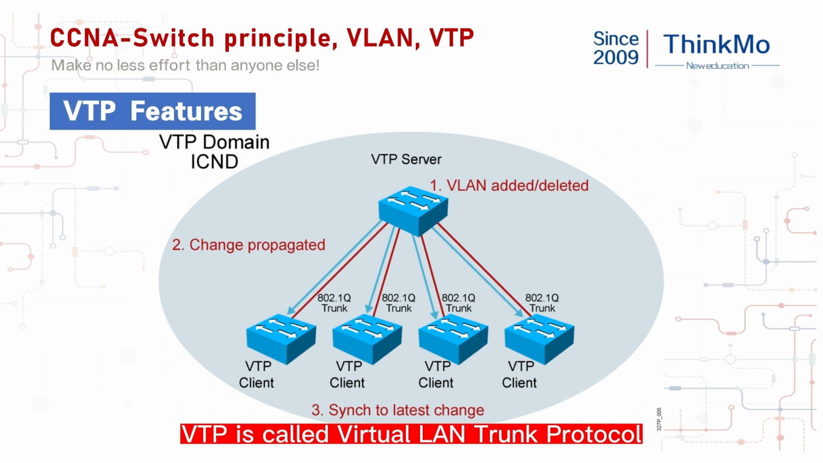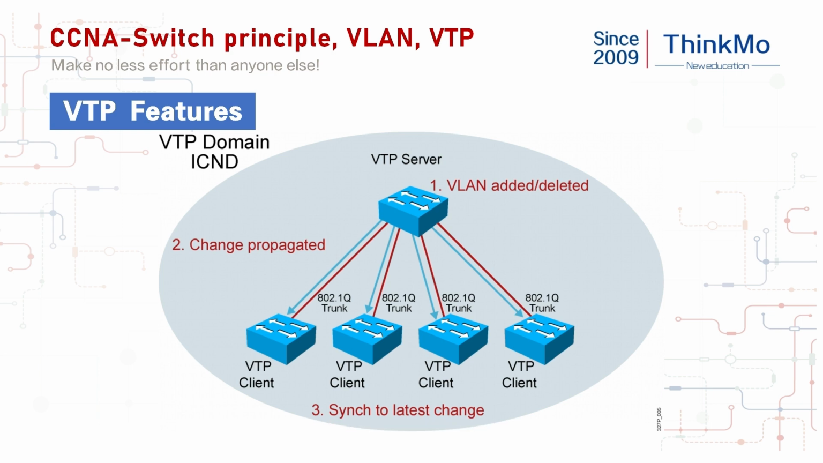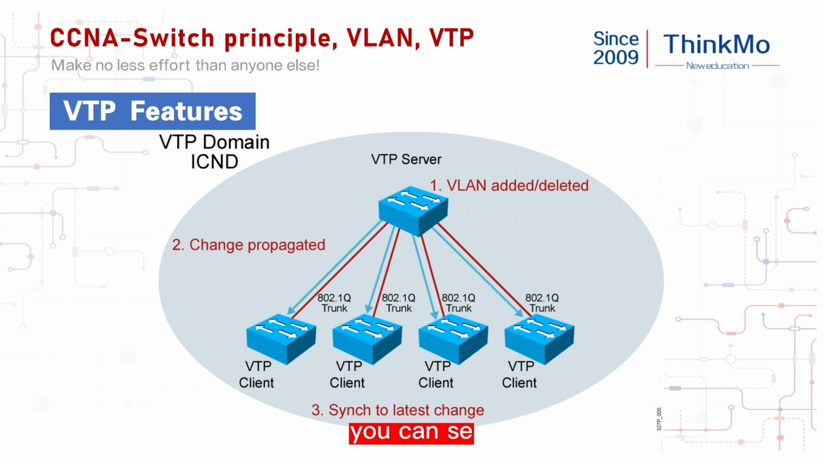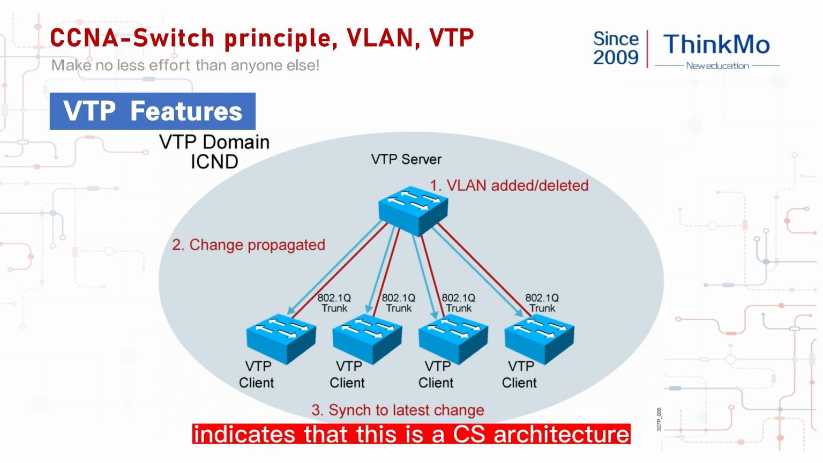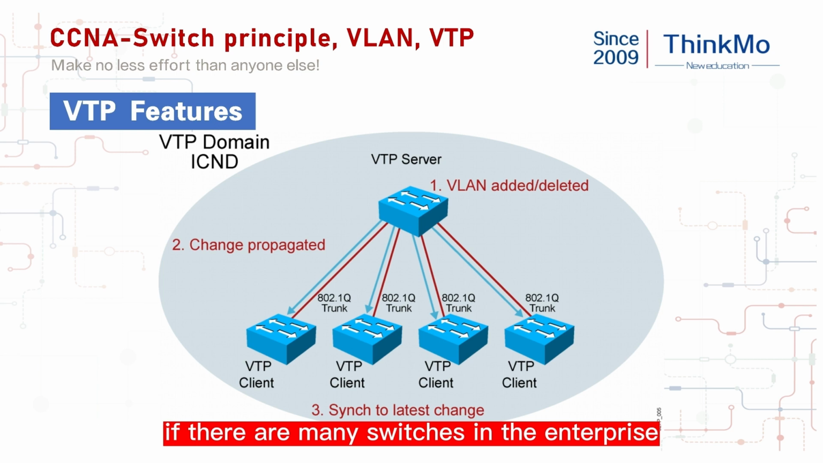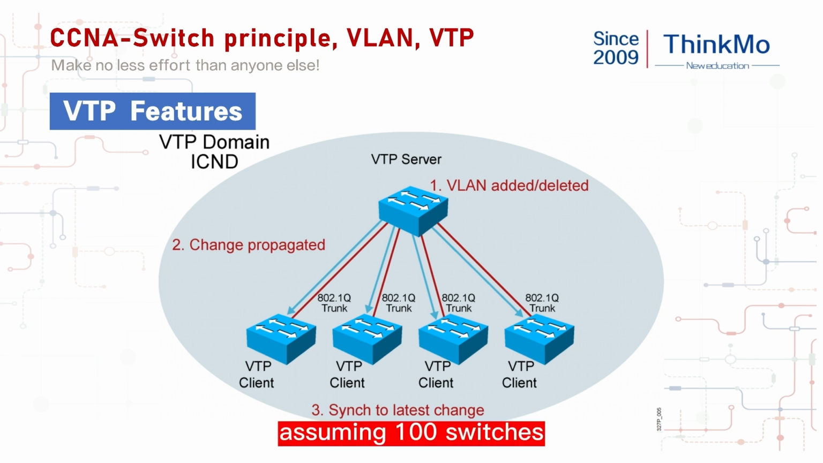VTP is called VLAN Trunk Protocol. It is used to create VLANs in batches. You can see there is a server here, and there is a client. This indicates that this is a client-server architecture. If there are many switches in the enterprise, assuming 100 switches, but what if you have 1000 VLANs? Too much work. You have to manually create 1000 VLANs on these 100 devices.